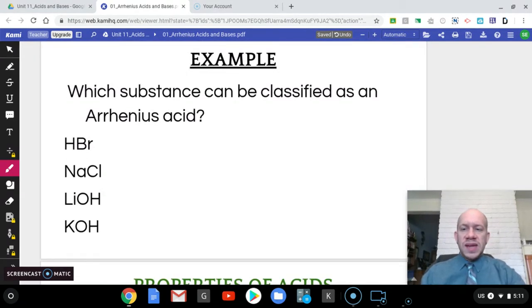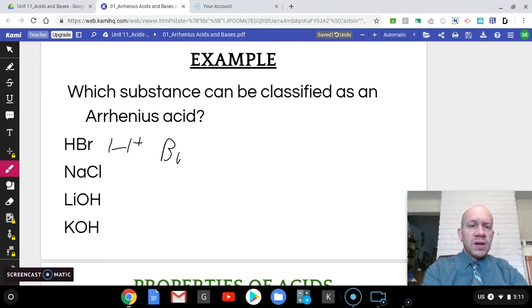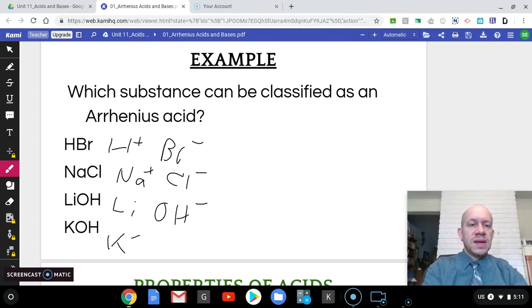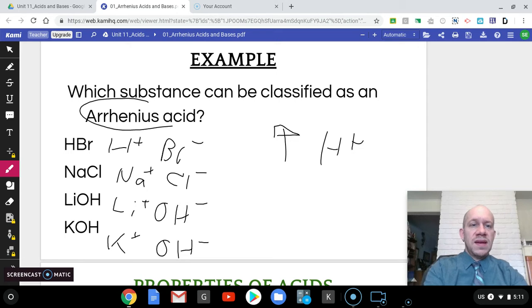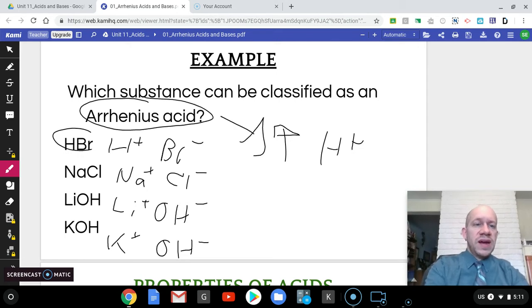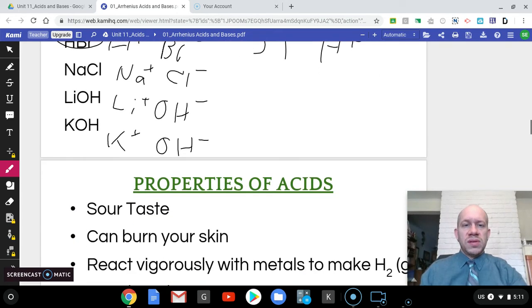So for an example, which substance can be classified as an Arrhenius acid? To do this, you'll look at each of the compounds and break them into their component parts. Hydrogen bromide, sodium chloride, lithium hydroxide, and potassium hydroxide. The one that increases H+ is an Arrhenius acid. Therefore, hydrogen bromide is our result.